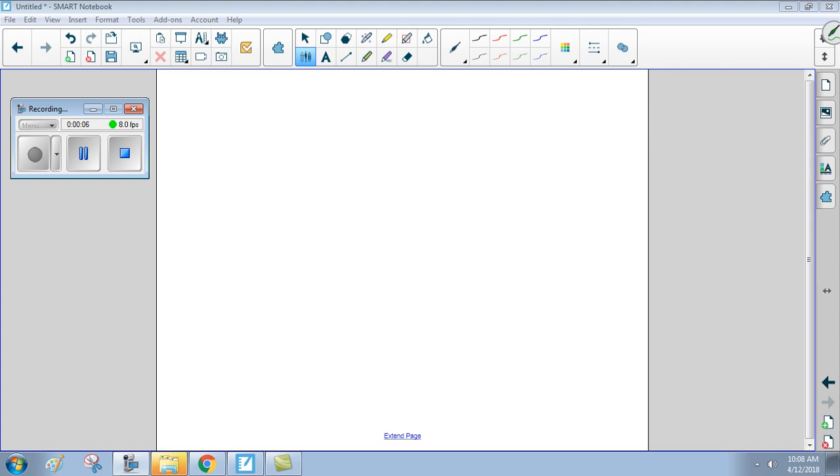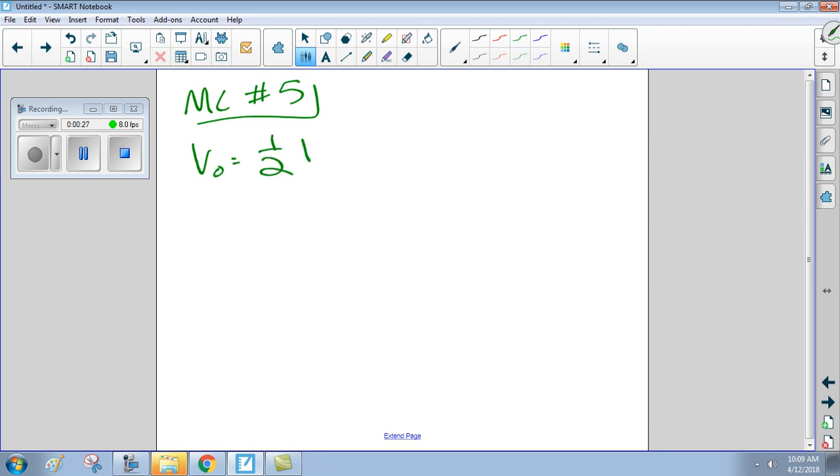All right, so multiple choice, number 5. It says a projectile is fired straight upward from the Earth's surface with a speed that is half of the escape speed. So our initial velocity is 1/2 of the escape velocity. R is the radius of the Earth. The highest altitude reached, measured from the surface, is what?